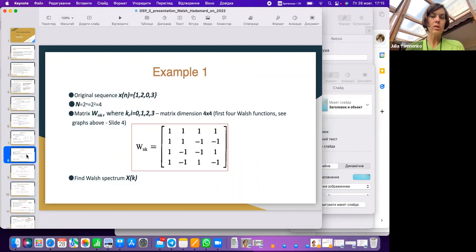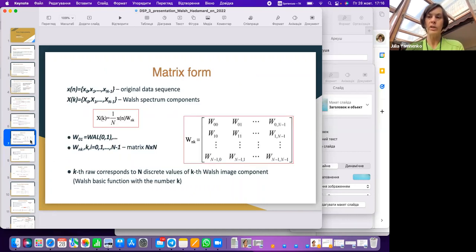The most suitable way of calculating the spectra using this method is the matrix form. So the set of basic functions can be represented by a square matrix. And the dimension of this matrix is the same as the number of discrete values in the original signal. For example, if you have 8, our matrix will have dimension 8 by 8, 8 rows and 8 columns. And each element inside this matrix will be either +1 or -1. No other values are possible.